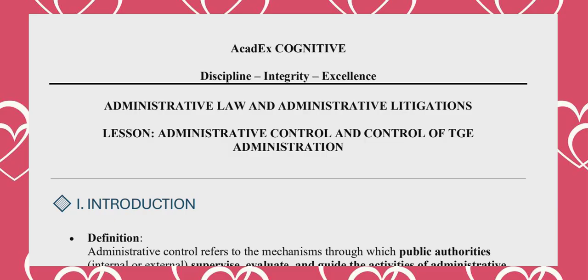I come again. I said we're going to look at the types of administrative control. There are two types of administrative control. We have internal control and external control. So internal control can either be hierarchical or supervisory control, and external control can either be judicial, parliamentary, or controlled by civil society.